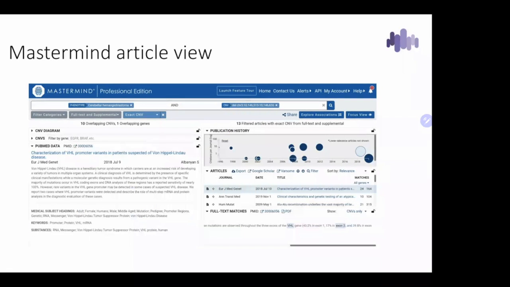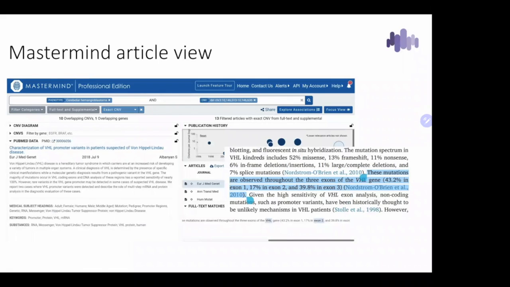But the one we wanted to highlight was this one that talks about the characterization of the VHL promoter variants in patients suspected of von Hippel-Lindau. And it talked a little bit about the frequencies of the different variants within the VHL gene. Only 11% corresponded to large or complete deletions. On top of that, only 17% corresponded to exon 2. So this really highlights the fact that sharing data and performing case studies is crucial to obtain a better understanding of variants and of the syndrome.